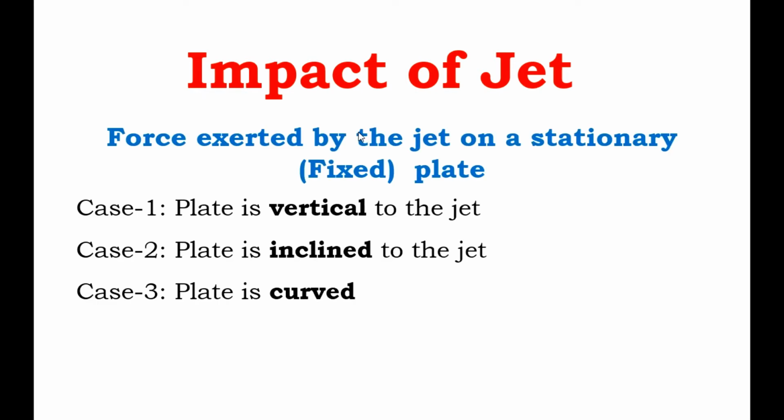If some plate, which may be fixed or moving, is placed in the path of the jet, a force is exerted by the jet on the plate. This force is obtained from Newton's second law of motion or from the impulse momentum equation. To understand the force exerted by a jet on a plate in a better way, consider various conditions of the plate.